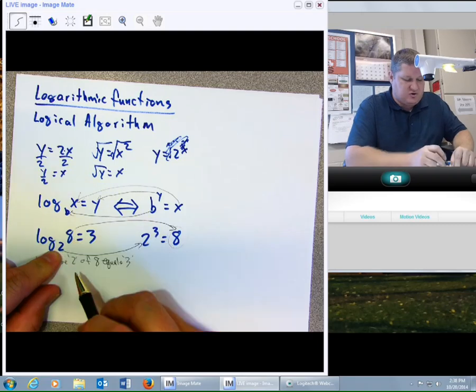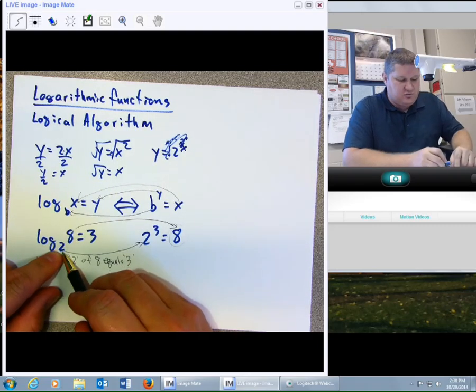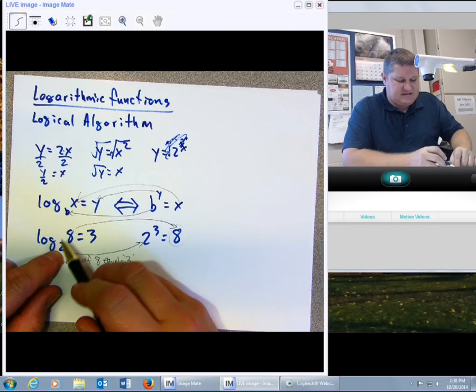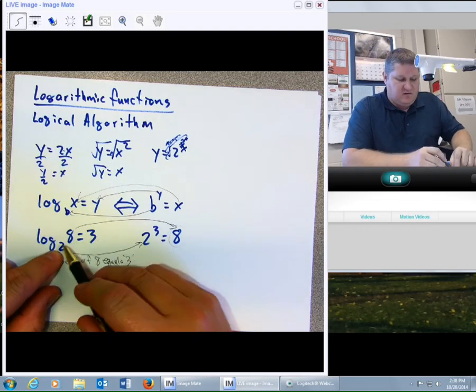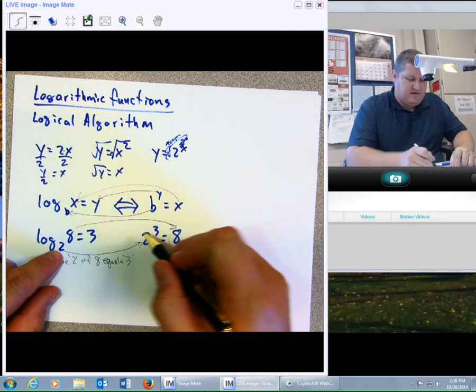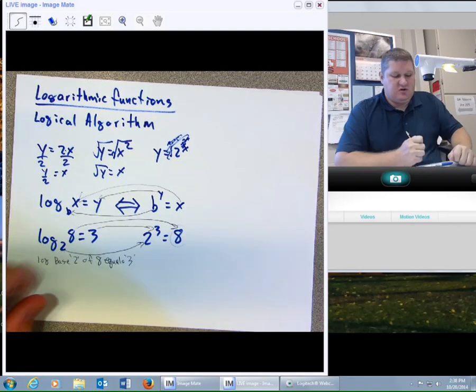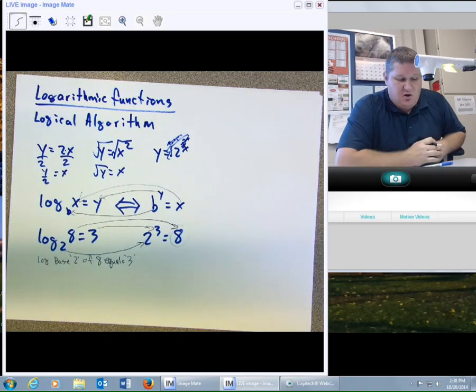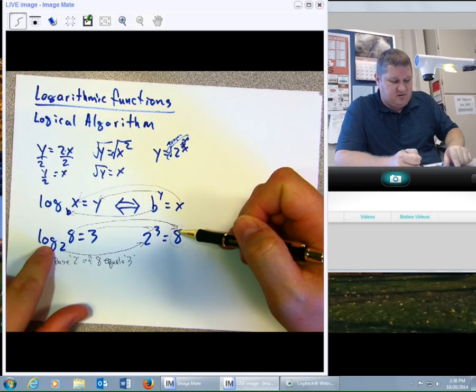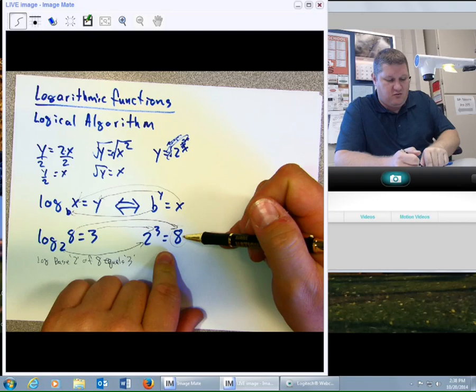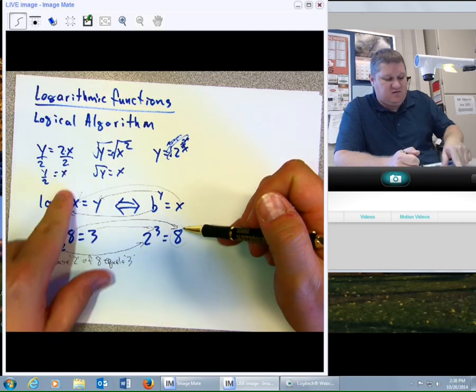So the question becomes, how many 2's multiplied make 8? Well, that's going to be 3 of them, so it's 2 cubed. That is your basic logarithm. You need to be able to move from here to a log, and from a log back to an exponential form. This is exponential form, this is logarithmic form.